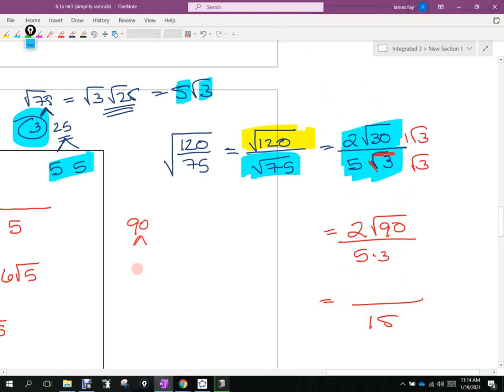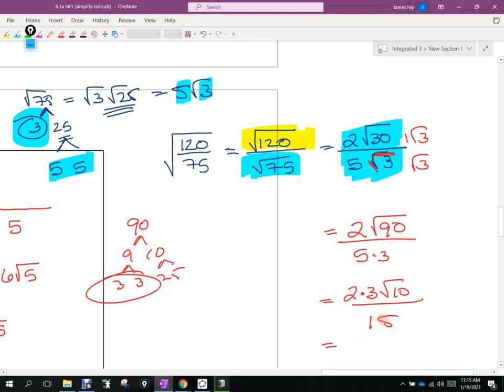Well, what are two numbers that multiply together to give me 90? 9 and 10. 9 goes to 3 and 3, right? 10 goes to 2 and 5. There's a group of 3s. So the top, that 2 stays, but the 90 turns into 3 radical 10.